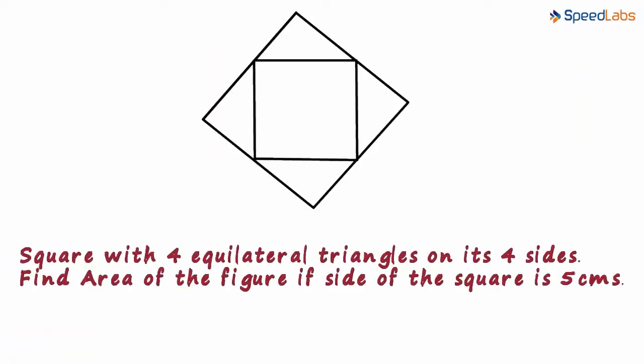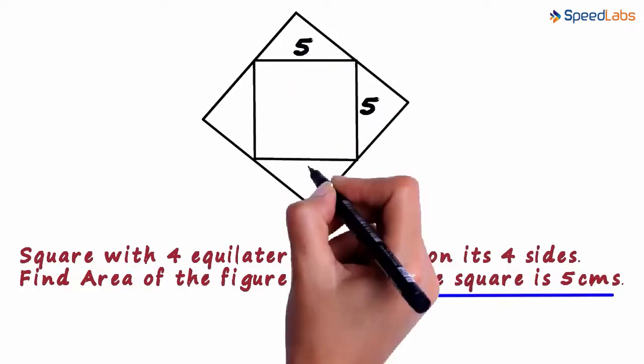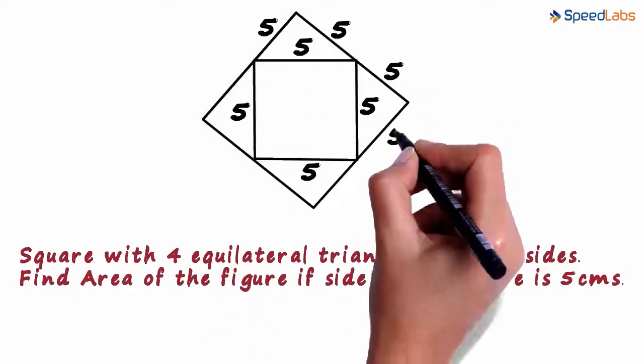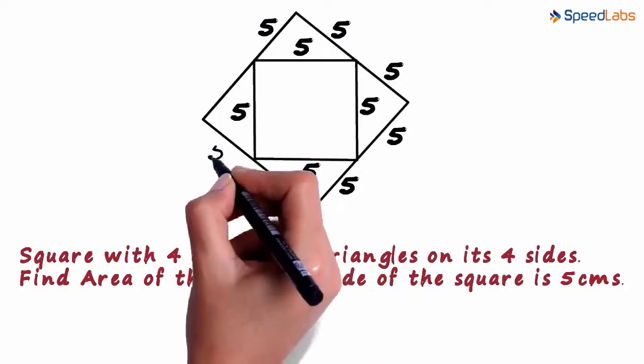Now let's consider the same figure we saw in the earlier video. We have 4 equilateral triangles on the 4 sides of the square in between. The side of the square is given as 5 centimeters. In this example though, we have to find the area of the figure. Since all the triangles are equilateral, the lengths of their sides will be 5 centimeters. So we mark the lengths of the triangles as 5 centimeters.